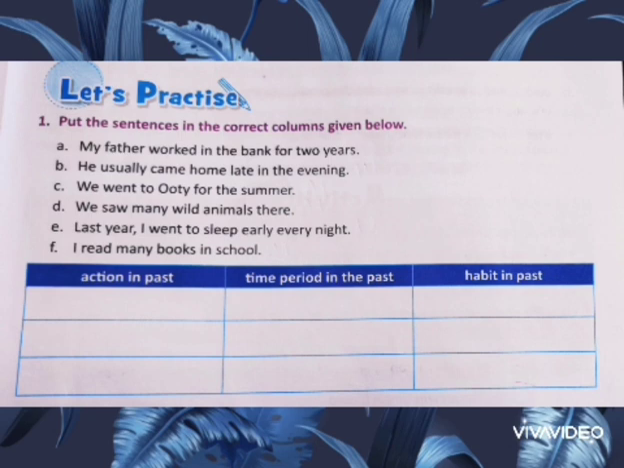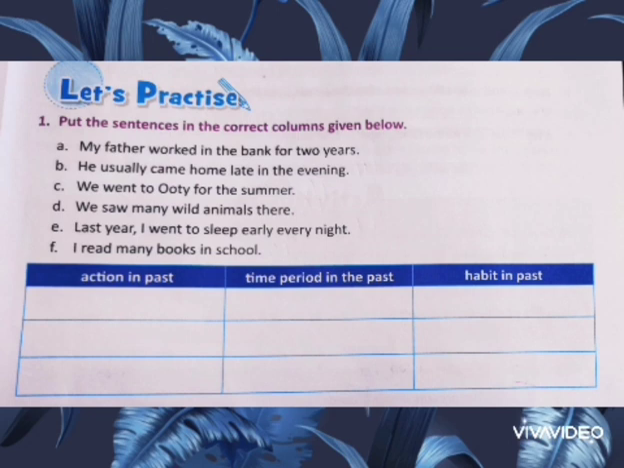And this one, let's practice. This is a picture from your book. So please open page number 45. You can see on page number 45, put the sentences in the correct columns given below: action in past, time period in past, and habit in past. Students, yesterday in your doubt clearing class, I explained what is action in past, time period in past, and habit in past. So you need to classify the sentences into the three and put the sentences in the correct columns. You have to do this exercise in your copy.